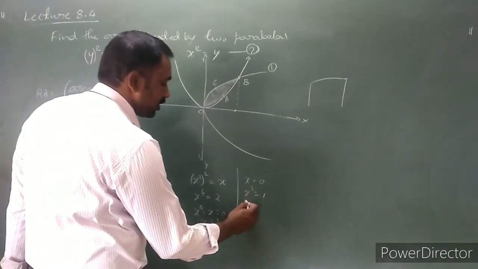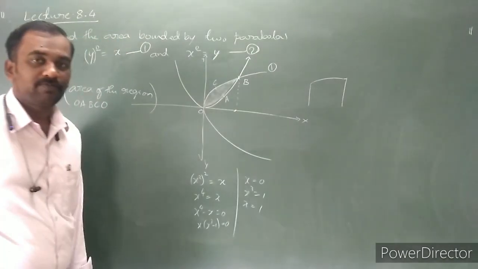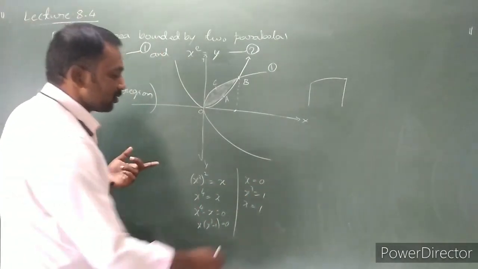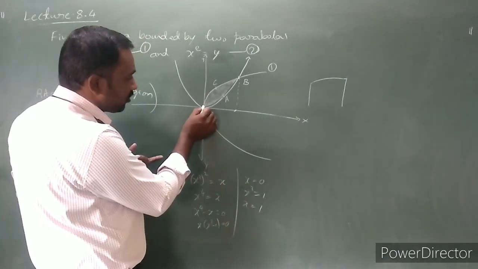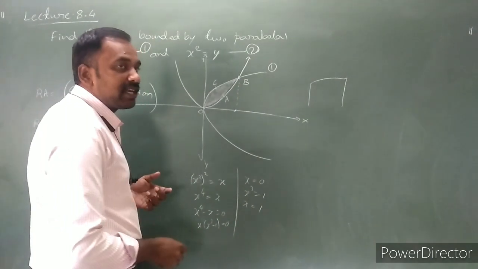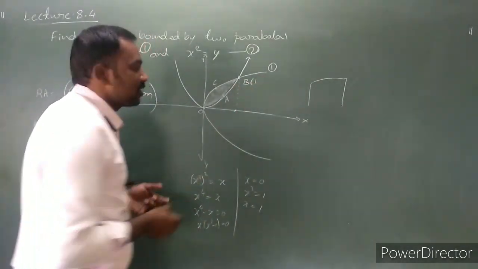Cube root of 1 is 1. So the x values are 0 and 1. At 0, the two curves intersect, and at 1 they also intersect. So the p coordinate is 1.